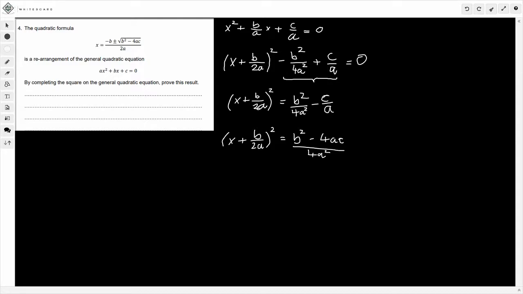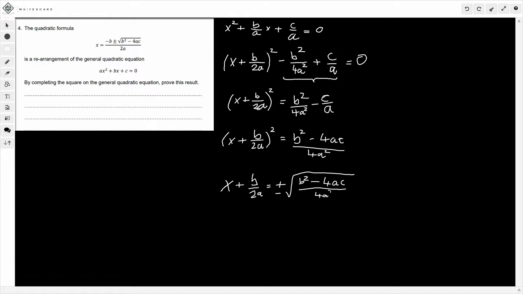So first, let's square root. So this is going to be x plus b divided by 2a. When you take the square root, we have both the positive square root and the negative square root. So be very careful for that. That's where the plus or minus comes from. So remember, plus or minus the square root. Now when you square root this, you square root in both top and bottom. So if I write under one square root, that's b squared minus 4ac divided by 4a squared.